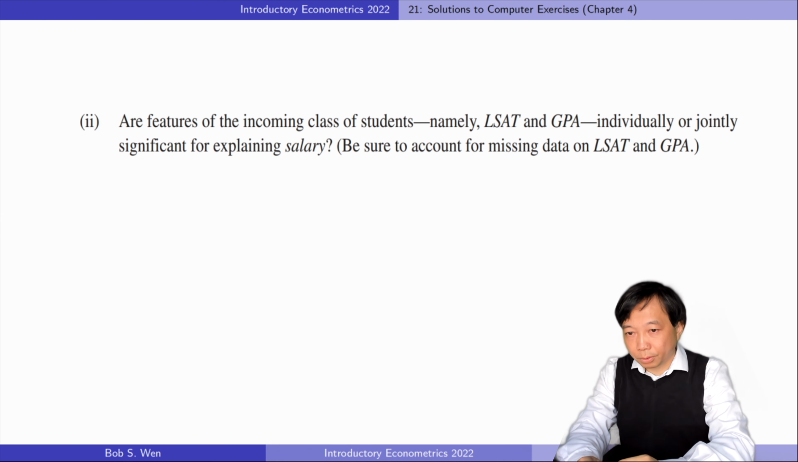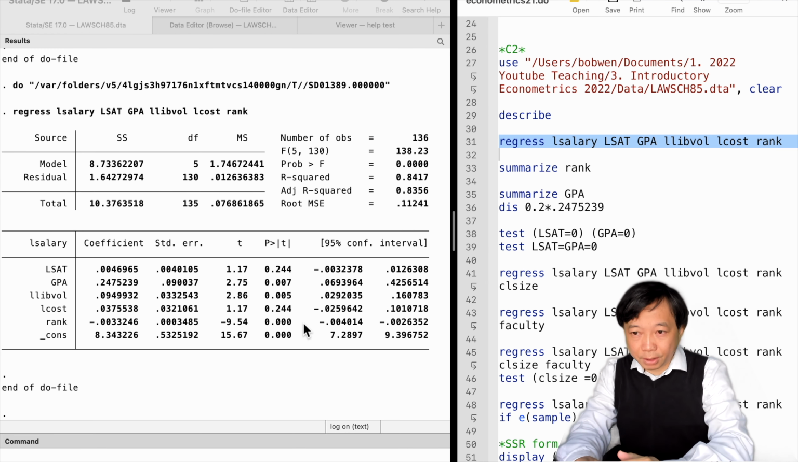In the second part, to test the individual significance of LSAT and GPA, we look at the result window and find that the t-statistic for LSAT is 1.17 and its p-value is 0.244 against a two-sided alternative. It suggests that we could not reject the null hypothesis that the LSAT does not affect salary after controlling for the other 4 variables.